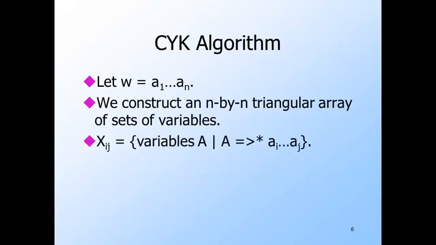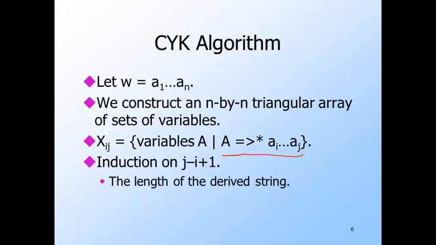The set X sub ij, which will be in position ij, where i is less than or equal to j, is intended to be the set of variables A that derive the substring of the input starting at position i and ending at position j. That is this. We'll use an induction to fill the table.